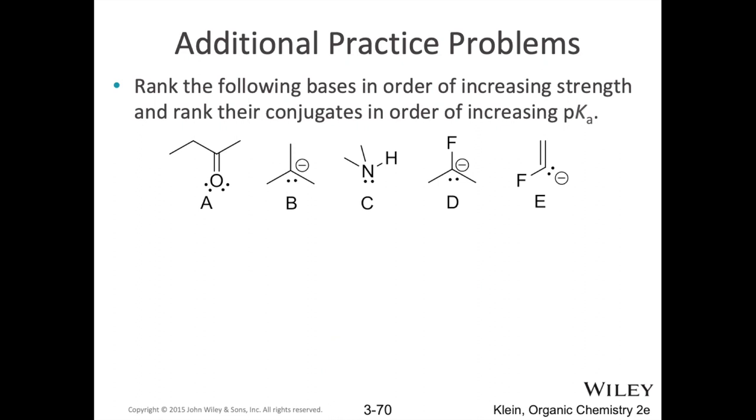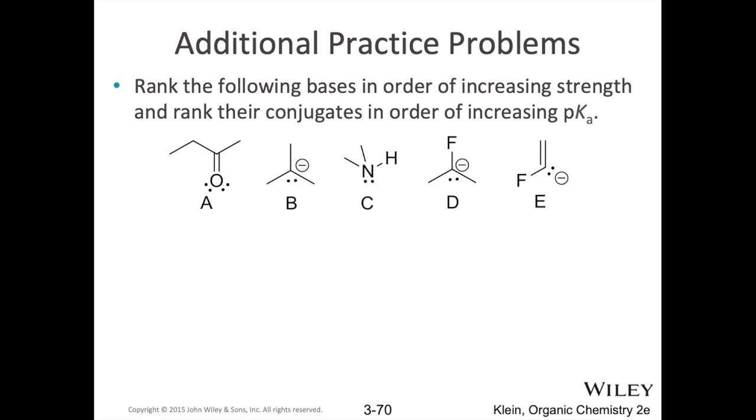In this problem, we want to rank these bases in order of increasing strength. The question also asks you to rank their conjugates in order of increasing pKa. That should be the same order, right? Because if your bases are getting stronger, that means their conjugate acids are getting weaker, which means that their pKa's should increase. So anyway, take a second to look at these using ARIO and ask yourself, how can we categorize these, in terms of stability and so on? Feel free to pause this video and think about that.